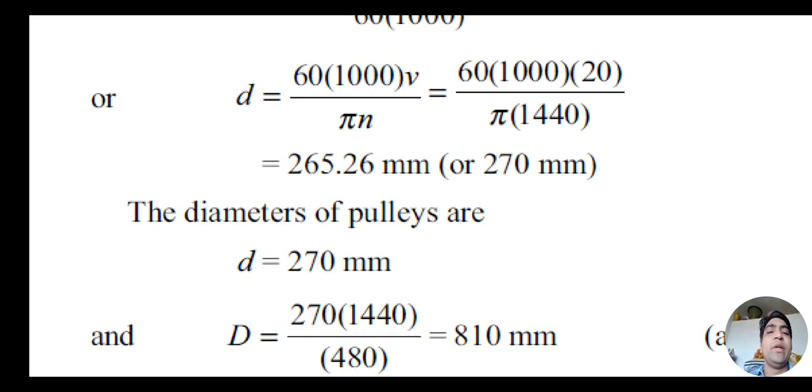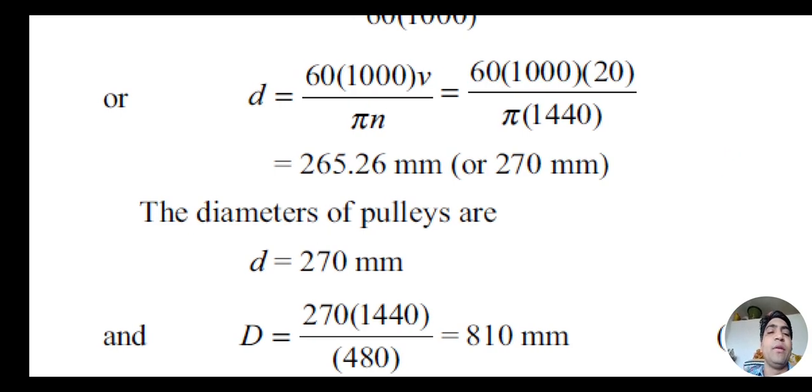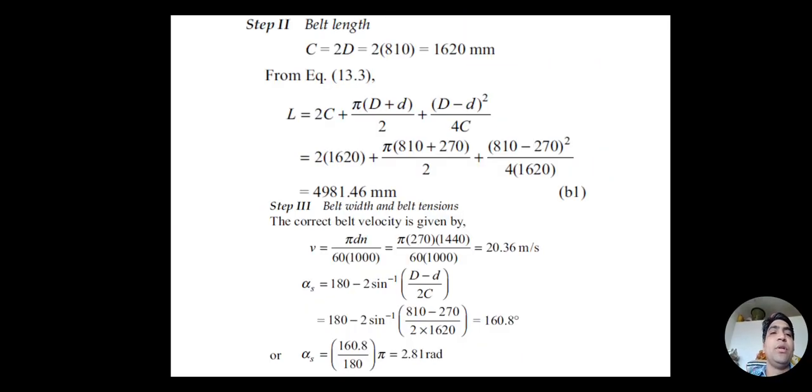Let's see, calculate the capital D, the diameter of the big pulley. How to calculate diameter of the big pulley? From the speed ratio, that is Ns upon Nb. Ns is the speed of the smaller pulley, Nb is the speed of the big pulley, that is equal to capital D, pitch diameter of the big pulley, divided by small d, pitch diameter of the small pulley. By using this equation, we can calculate the value of capital D, that is 810 mm.